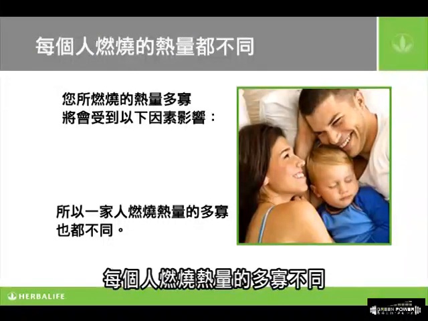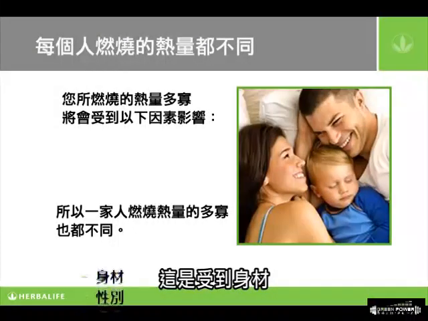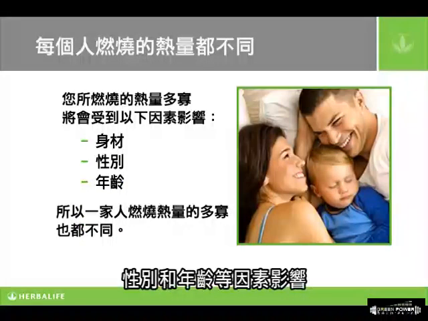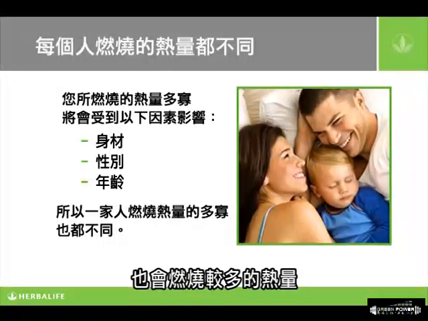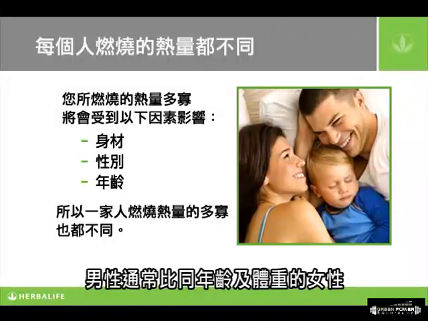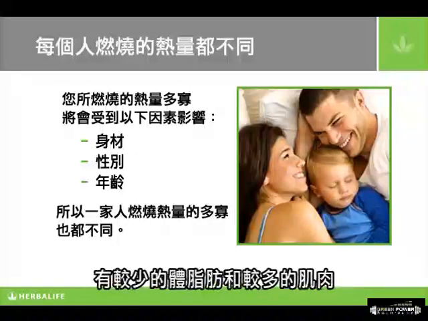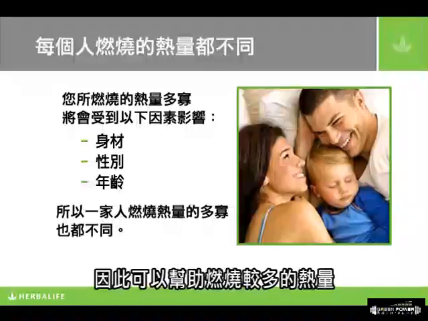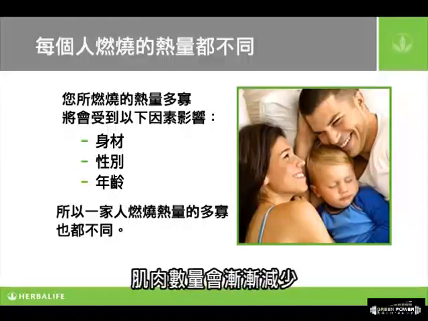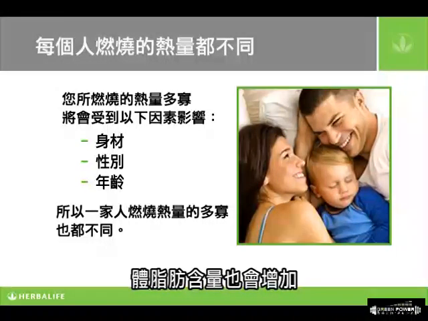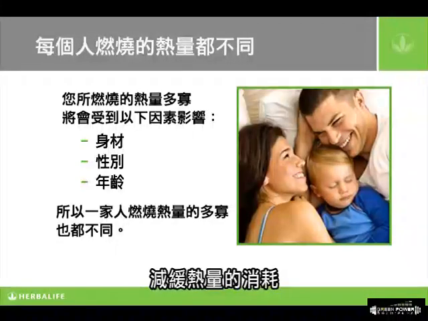Everybody burns calories differently. It depends on your body size and composition, gender, and age. The bodies of people who are larger or have more muscle burn up more calories, even at rest. Men usually have less body fat and more muscle than women of the same age and weight, so they burn more calories. Also, as you get older, the amount of muscle tends to decrease and fat accounts for more of your weight, slowing down the calorie burning.